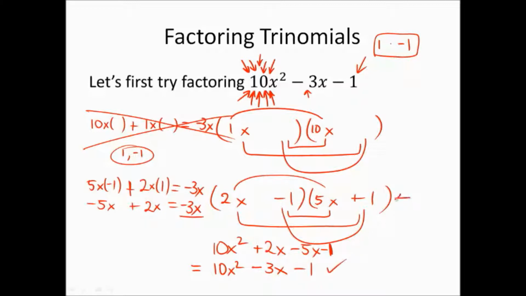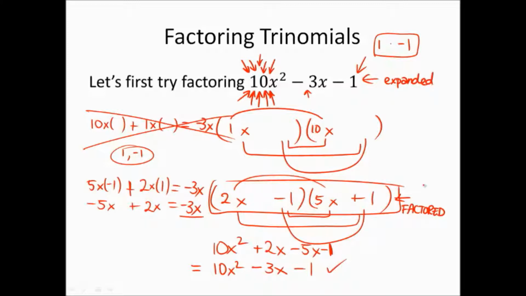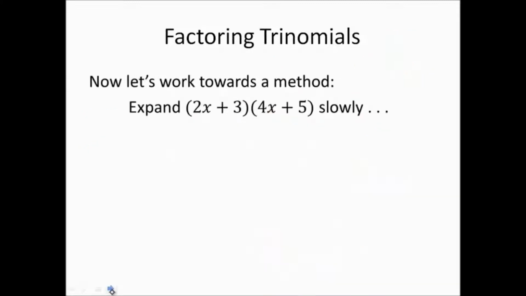Great. So this here was factored form, and this was our expanded form. The answer to the question in this case would be this here. We want to work towards a method because the first and the last numbers could be more complicated than in the previous example. So if you see it right away, go for it. But let's have a backup method to work with.